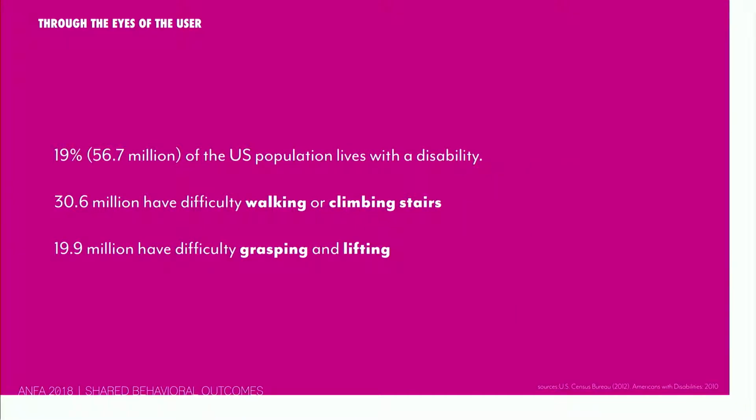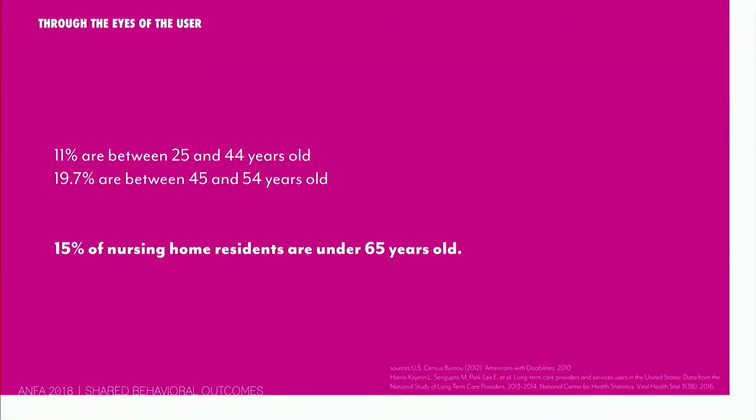Around 20% of the US population has a disability, or is considered as an individual living with a disability, and that includes vision, that includes auditory, that includes motor, that includes speech. And so of that, 56 million, 30 million are to do with moving, and 20 million to do with lifting and grasping and dexterity. Around 10%, a little more than 10%, are between 25 and 44. And this is specifically where this Part 4 of the study was focused on. So 15% of nursing homes are under the age of 65, and that's astounding.